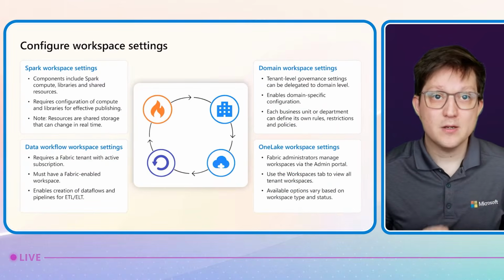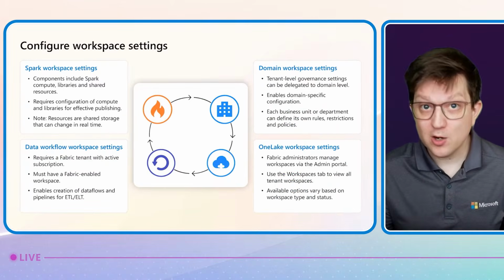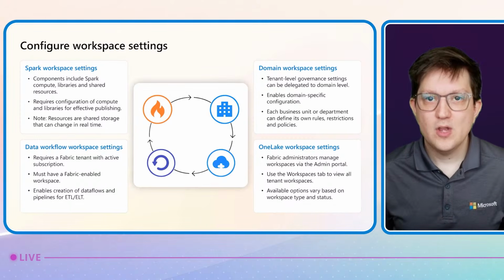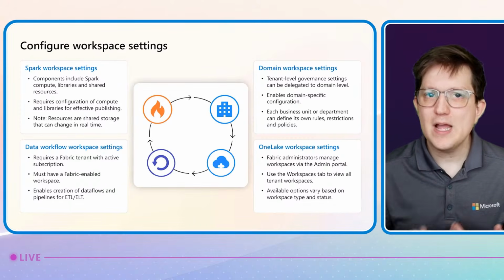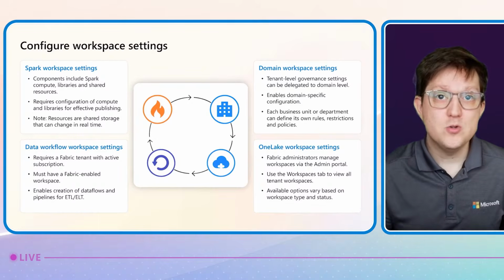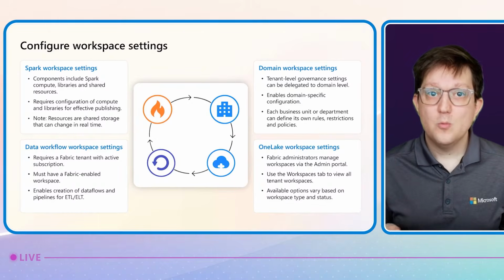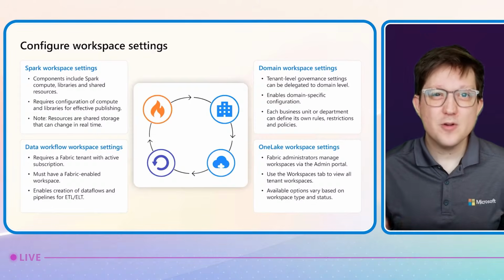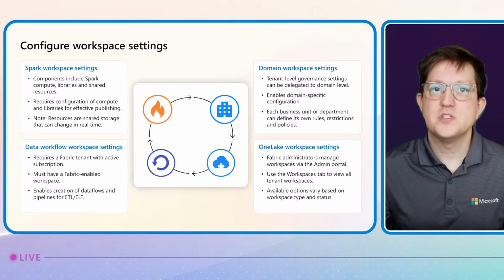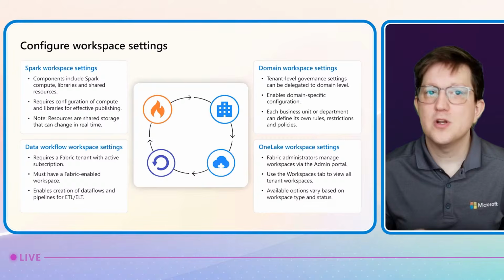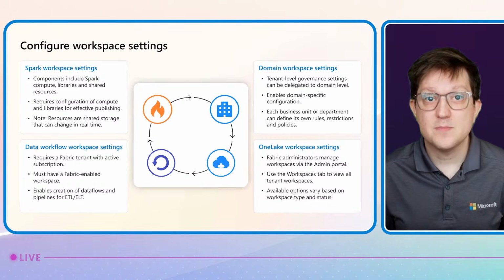The first is Spark. The components in there include things like Spark Compute, libraries, and shared resources. You need to make sure that you're putting in the right libraries for effective publishing so people can use the workspace properly. Within the OneLake workspace settings, we're going to focus more on just standard options within the OneLake. The available options are still going to vary based on the different workspace types.